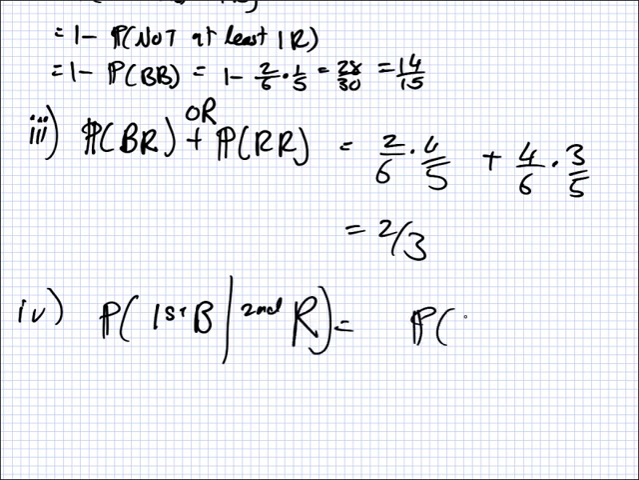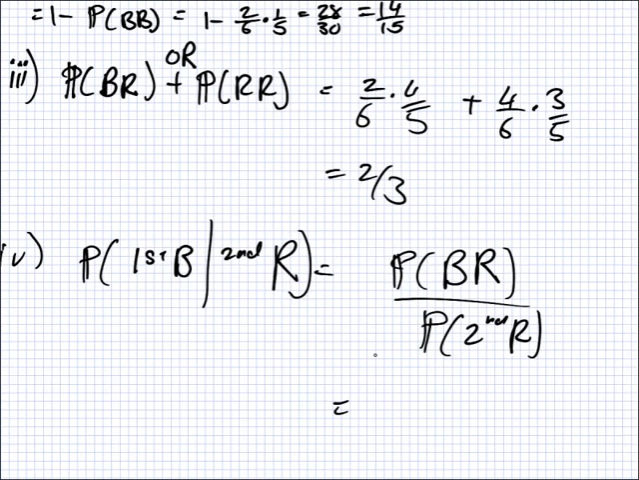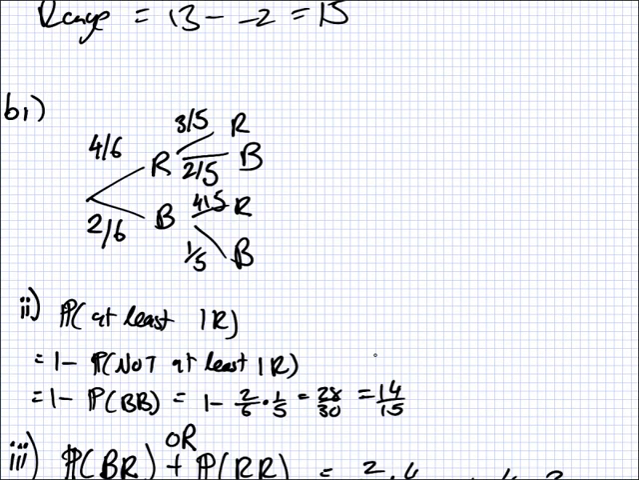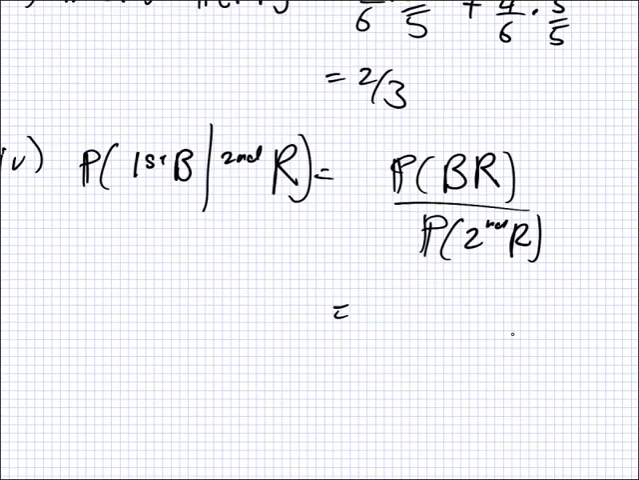So that's the probability of blue followed by red over probability that the second is red. What's the probability of getting a blue and then a red? It's 2/6 times 4/5, isn't it? 8/30, 4/15. Is it 4 over 15 over 2 over 3? Is that right?